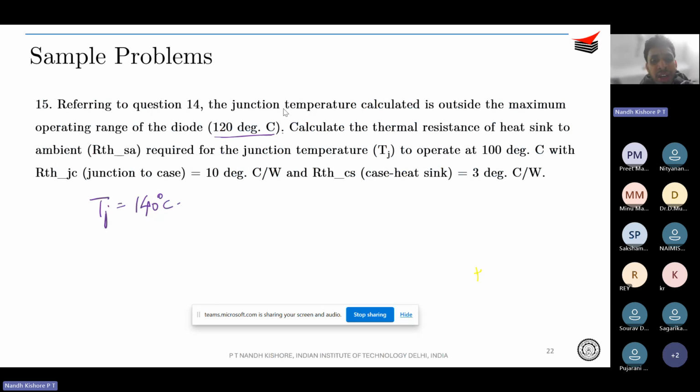So it is outside the maximum operating range. Obviously, you want to control it. Calculate the thermal resistance of the heat sink to ambient required for the junction temperature to operate at 100 degrees, with R theta junction to case 10 degree per watt, R theta case to heat sink 3 degree per watt. Okay, first you understand what's given over here.